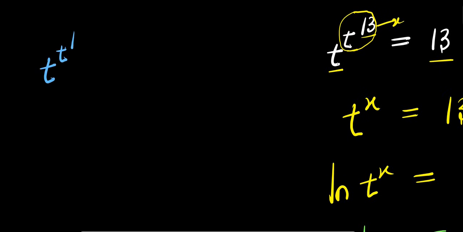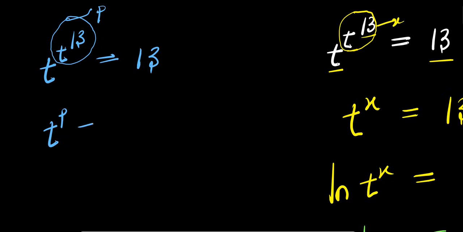t power 13 equals 13. So I can easily replace this with, this time around, let me use p. I have t power p equals 13. So that means p is t power 13. Don't forget that.